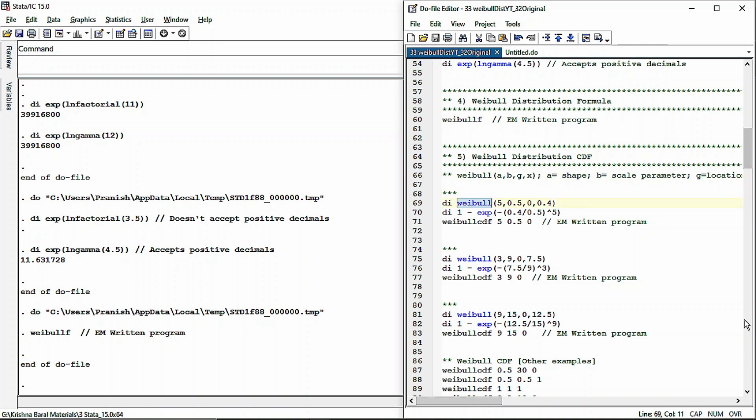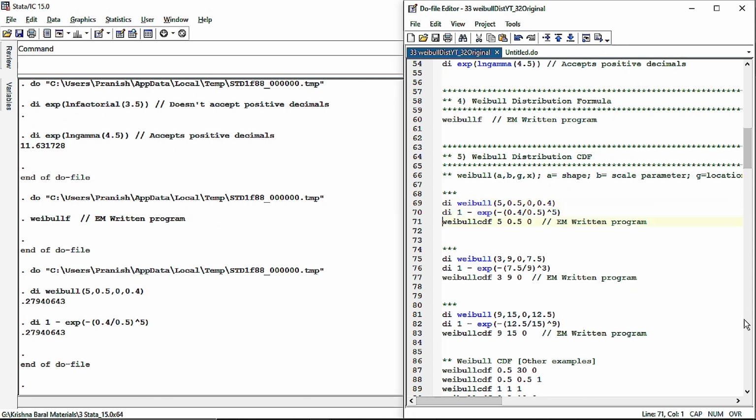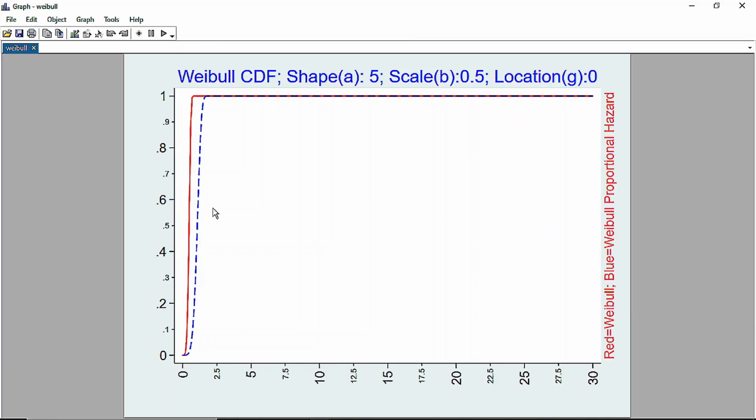Weibull is the Stata function to calculate the CDF of the Weibull distribution, while beneath it is the generic formula. The Weibull Stata function accepts the parameters a, b, g, and for the value of x we have kept the location parameter g as 0, and its generic formula is 1 minus e to the power minus x divided by b to the power a, and let us see both of them should yield the same result. So the probability of getting less than or equal to 0.4 is 28%, and let us see it with the help of the graph. It is 28%, somewhere over here.